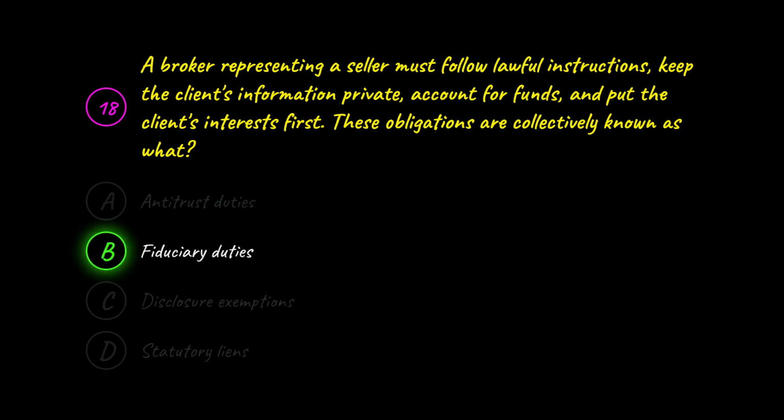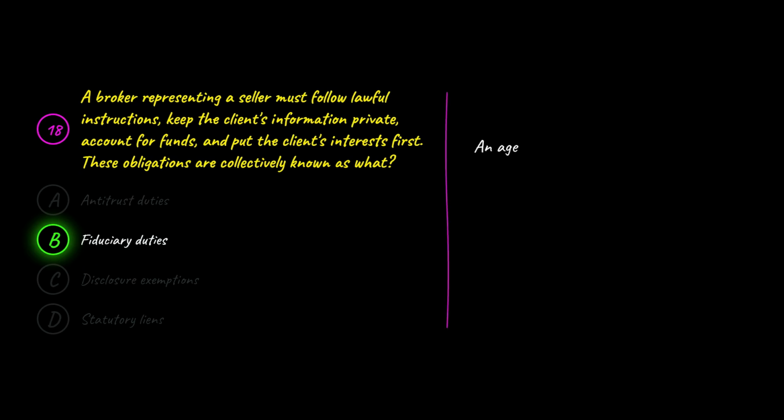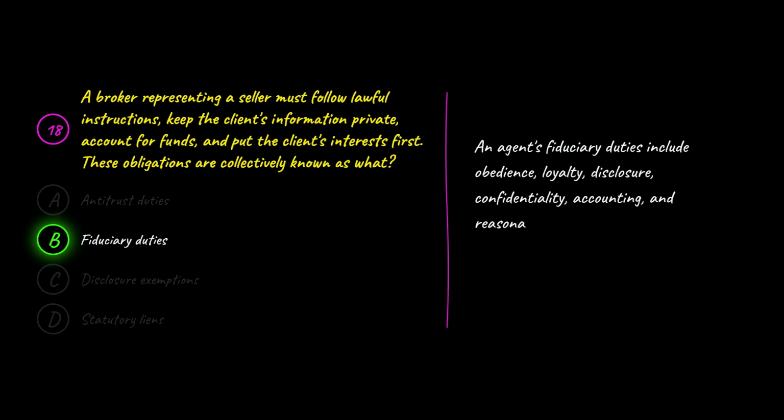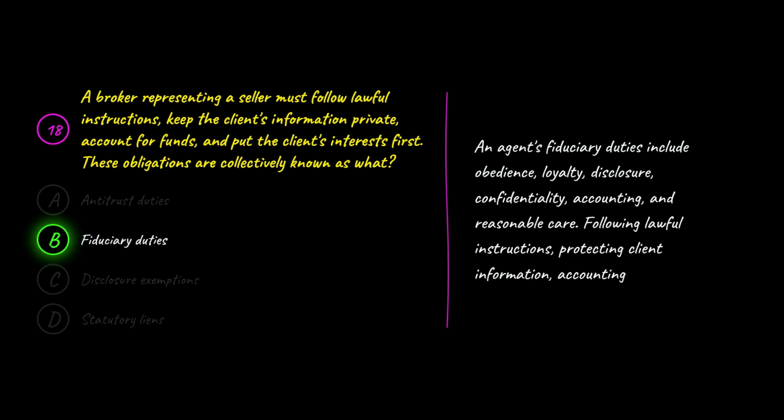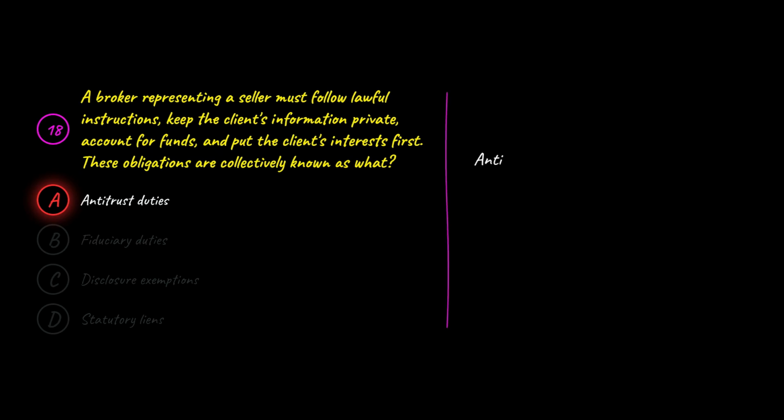The correct answer is B. Fiduciary duties. B is correct because an agent's fiduciary duties include obedience, loyalty, disclosure, confidentiality, accounting, and reasonable care. Following lawful instructions, protecting client information, accounting for funds, and prioritizing the client's interests are the core duties owed in agency. A is wrong because antitrust duties involve avoiding illegal agreements such as price fixing among competitors.